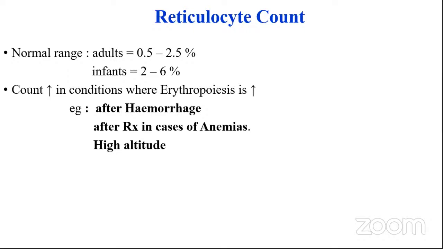Reticulocytopenia is seen in aplastic anemia, myxedema, hypopituitarism, and also leukoerythroblastic anemia. So these are some of the few conditions where the reticulocyte count is decreased, mainly aplastic anemia, myxedema, hypopituitarism, and leukoerythroblastic anemia.